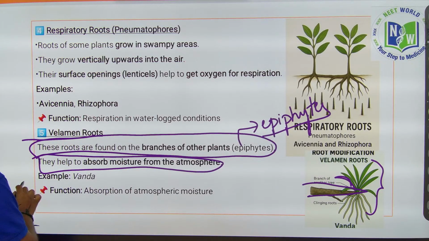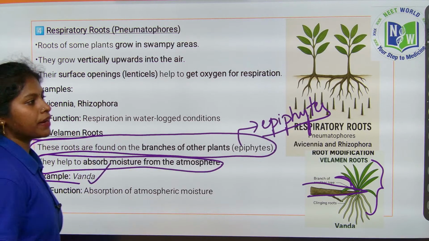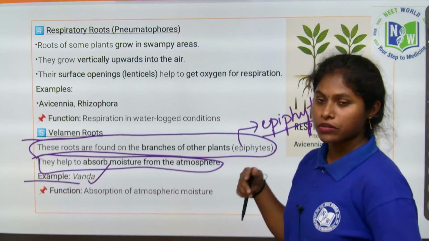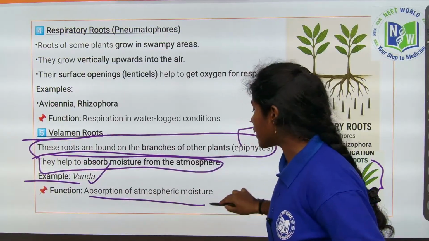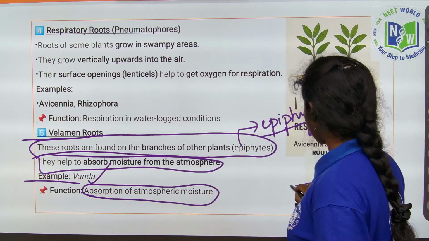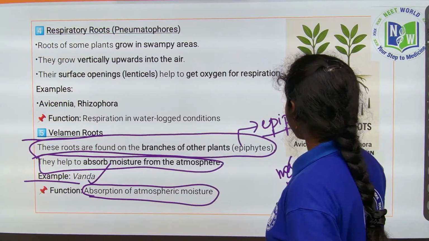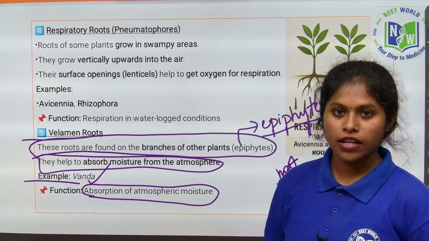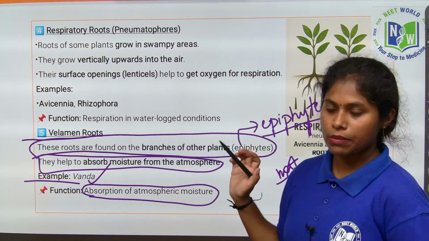The best example is Vanda. What is the function of these velamen roots? Absorption of atmospheric moisture. It does not affect the host plant, right? These roots are mainly found on other plants, but they are not parasites, right? So this is about the velamen roots.